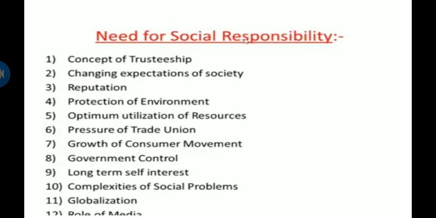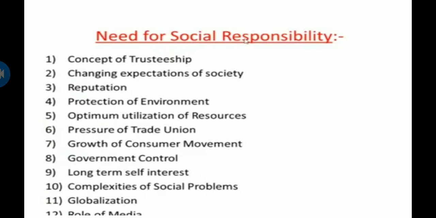Now we will learn about the need for social responsibility. Why is social responsibility required? What is the need of social responsibility? Social responsibility was never a compulsion for business organizations. They are expected to do it as a social responsibility. That means it is not compulsory for business organizations to perform social responsibility, but it is expected of them.